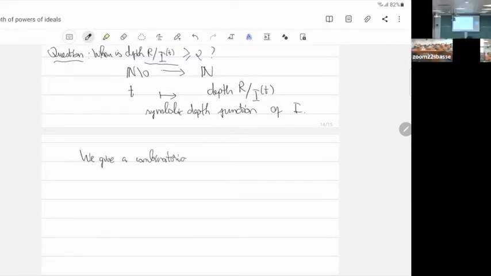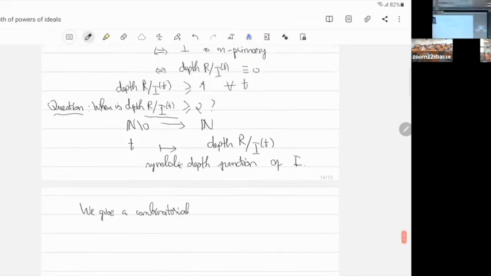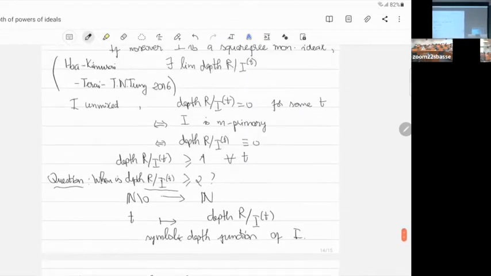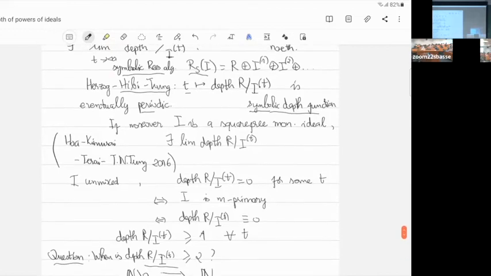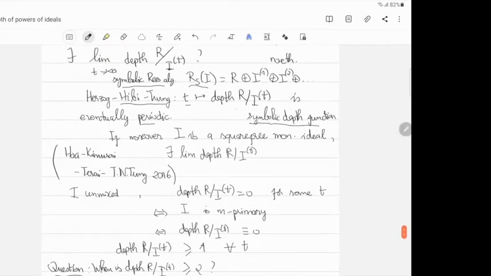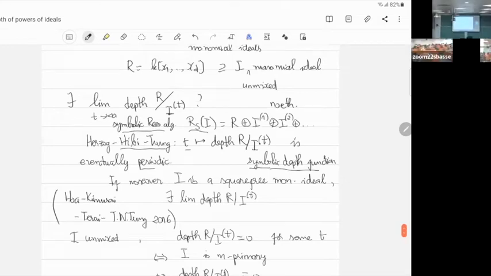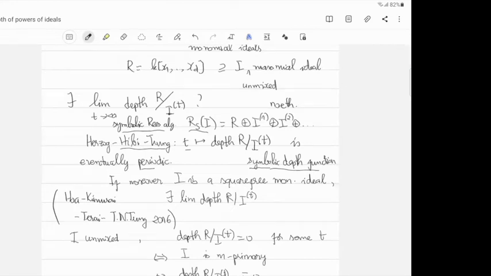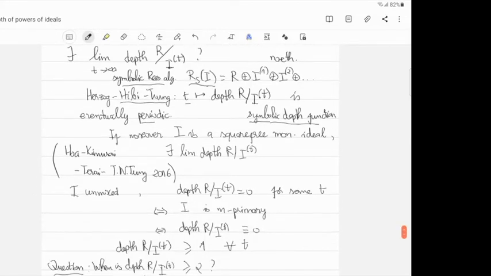Excuse me, Professor, I have a question. You said this symbolic depth function is periodic, right? So eventually periodic for a monomial ideal. Okay. Can you give us a comment on what has caused periodicity in this function? Yes, it comes from the Noetherianity of the symbolic Rees algebra. So it is more or less similar to the case of ordinary power.